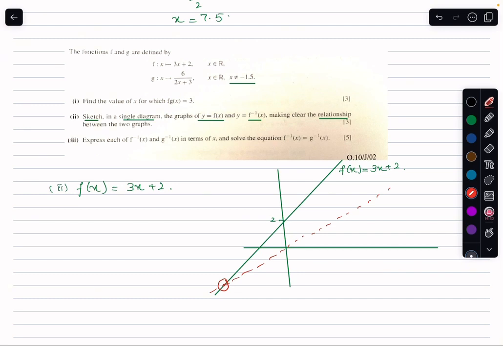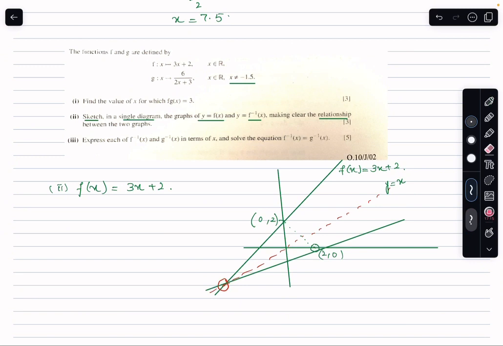And also if I need to have the inverse, then I can see that the y-intercept was (0, 2) for the function. Therefore, for the inverse function, the y-intercept should be reflected in the line y equals x. This was the line which we have already drawn for y equals x, and this point comes out approximately somewhere here. So to have the reflection, this is how the line should be for the inverse function.